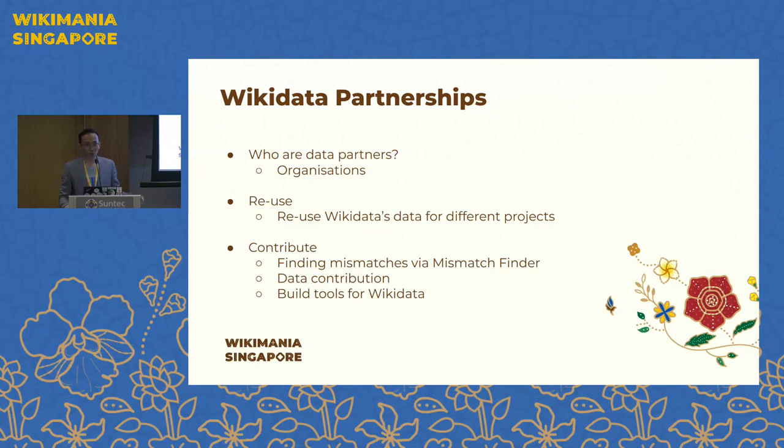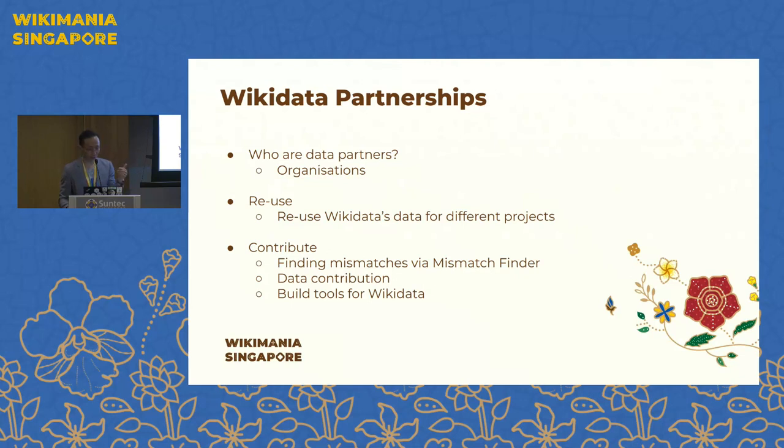So in what way do organizations interact with Wikidata? I list here two main ways. The first is to reuse the data on Wikidata for the different projects that they have. The projects can be small and individual, like a university student doing a project, or it can be a large company like Google, Amazon, Apple, for whatever commercial projects. This is one way where institutions and organizations are interacting with Wikidata.